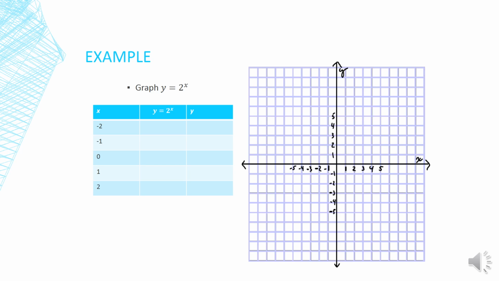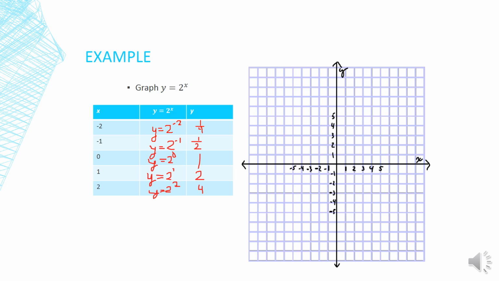Here's an example. Graph the function y equals 2 to the power of x. The table is set up for you. Pause the video at this point to give yourself a chance to do so. The first thing we need to do is fill in the chart. When filling in the chart, we fill in the middle with the mathematical work, and we fill in the right side, the y column, with the values.